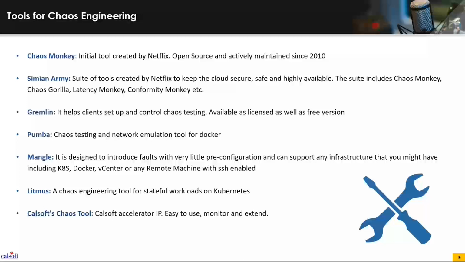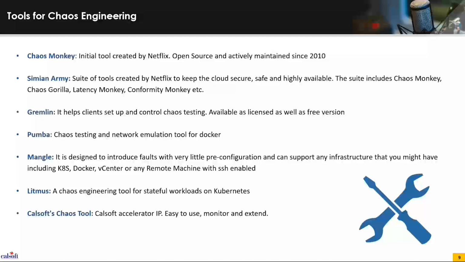In that category, I would also like to highlight the Calsoft chaos engineering tool. It's an accelerator IP Calsoft developed, which can be readily used by our customers. It is very easy to use with an intuitive UI, and it has integrated monitoring solutions and can be extended to other monitoring solutions which customers are using, and it can also be customized easily. So that's another option with which customers can get started with chaos engineering.